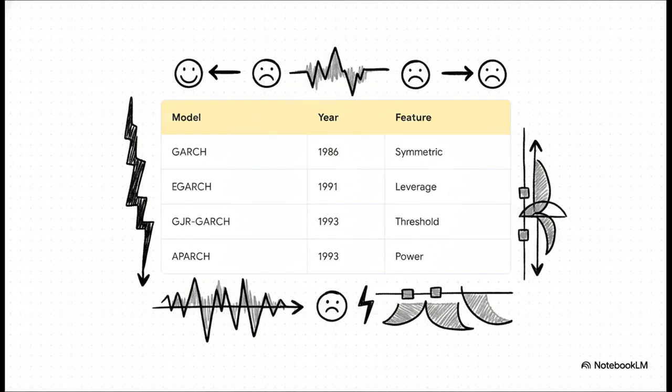So models like EGARCH and GJR-GARCH hit the scene in the early 90s to capture what we call asymmetric shocks and leverage effects. They specifically, mathematically, account for the fact that downside risk, bad news, creates significantly more future turbulence than good news. And then ARCH comes along to add even more flexibility for custom volatility shapes.